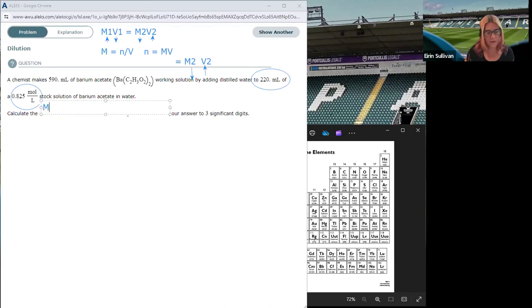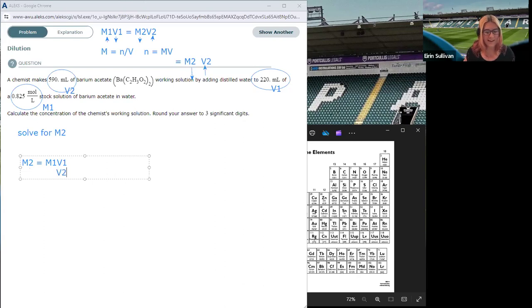Whatever is concentrated, stock, etc., is always going to be your initial conditions before you take it off and dilute it. So this 590 milliliters must be my final volume. It should be bigger than my initial volume, and I can verify it is. So that is going to be my V2. We are rearranging and solving for our final concentration, so we make M2 the subject: M1 V1 divided by V2.